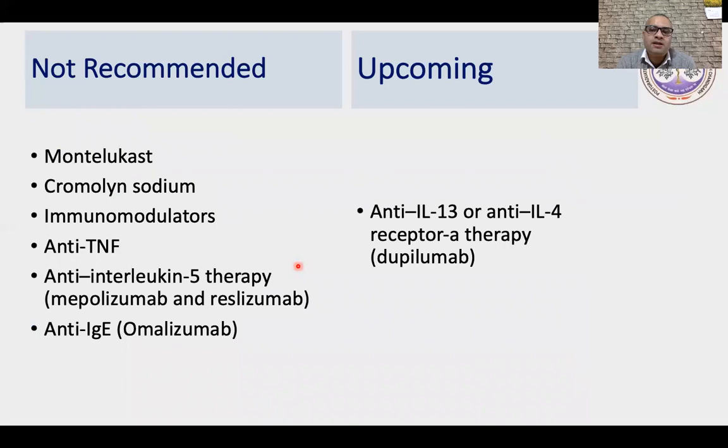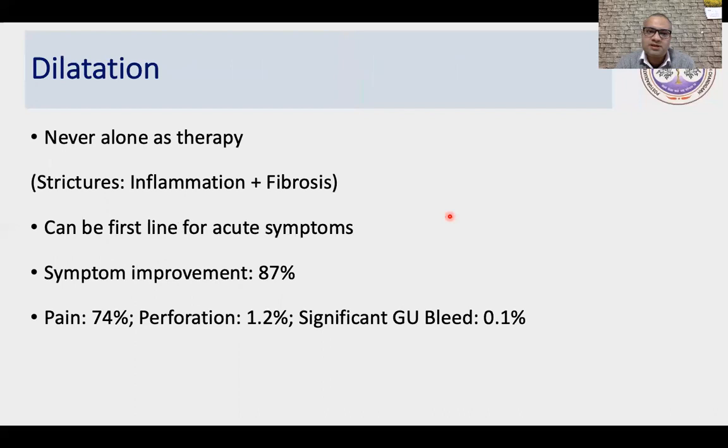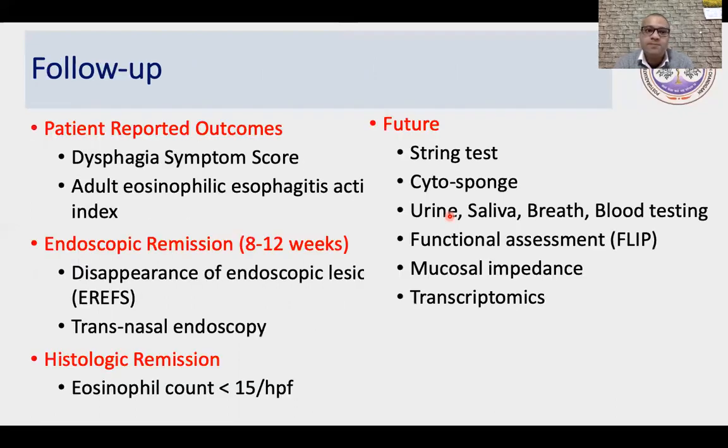Now, there are certain additional therapies which have been tested and are not really effective: anti-TNFs, anti-IL-5, anti-IgE. But there is some evidence of benefit with anti-IL-13 and IL-4, and these are the drugs people are looking forward to for treatment of resistant cases. So dilatation is never a standalone therapy, only to tide over the acute symptoms, because the inflammation which incites the fibrosis also has to be treated. So symptomatic improvement is common with dilatation, and pain is very common. So almost three-quarters of the patients will have some amount of pain.